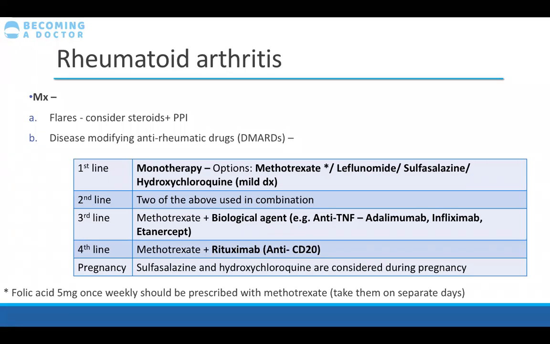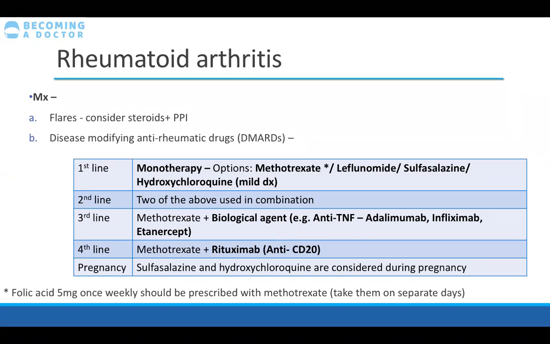The second line would be that you use 2 of the above in combination. Third line is that you use methotrexate plus a biological agent such as anti-TNF. And the fourth line would be that you use methotrexate plus rituximab. If they are pregnant, sulfasalazine and hydroxychloroquine are the two which you can consider during pregnancy. So they're considered relatively safe.